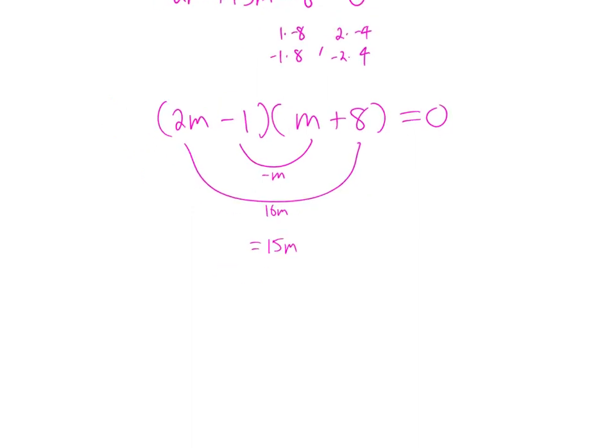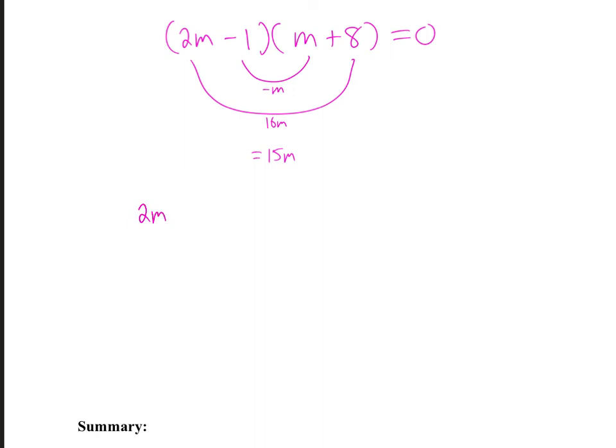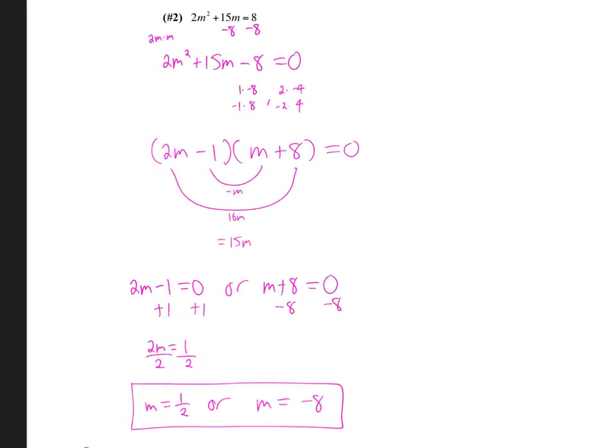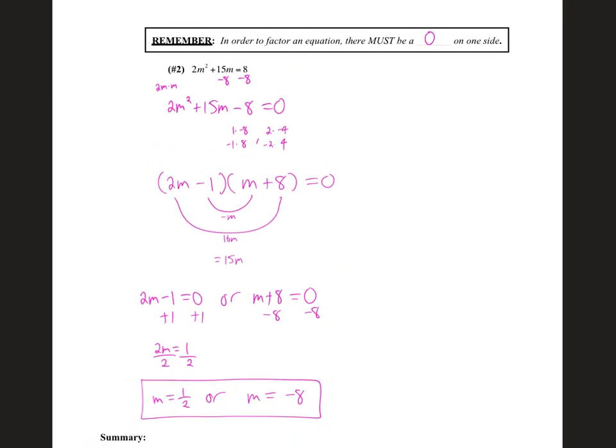Then we need to set each part equal to 0, so we're going to do 2m minus 1 equals 0, or m plus 8 equals 0. Add 1, 2m equals 1, divide by 2, m equals 1/2, or subtract 8 over here, m equals negative 8. And there's our answer. If you were to plug these into the original problem, you would get 0. 0 equals 0, or 8 equals 8, I guess.